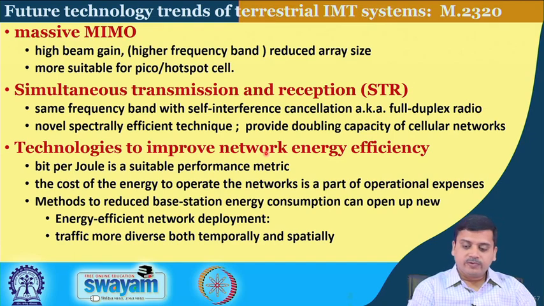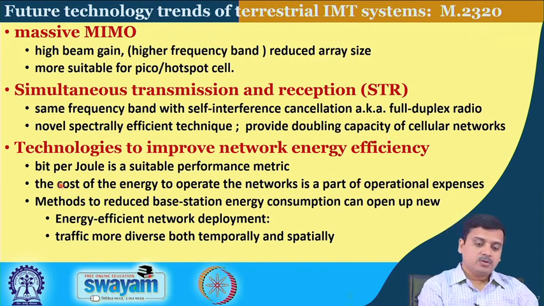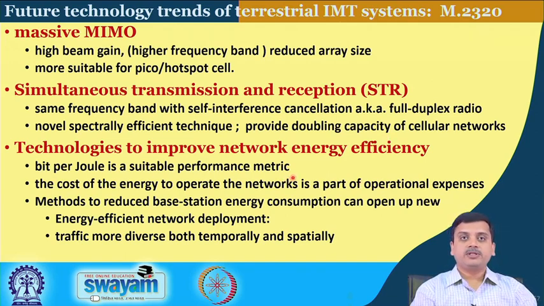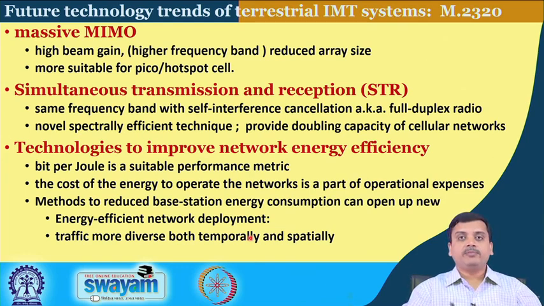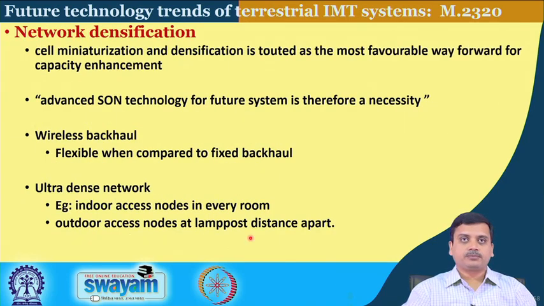Now, technologies to improve network energy efficiency. At some earlier stage we said that energy is a very important point and should be taken into account. Bit per joule is a suitable performance metric, and the cost of energy to operate the network is part of the operational expenses, and methods to reduce base station energy consumption can open up new energy efficient network deployments. This is primarily because the traffic will be diverse in both temporal and spatial domains. If that can be exploited, then a huge amount of energy can probably be saved, which we will again see towards the end of the course.